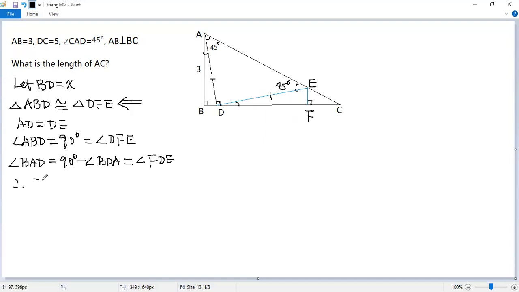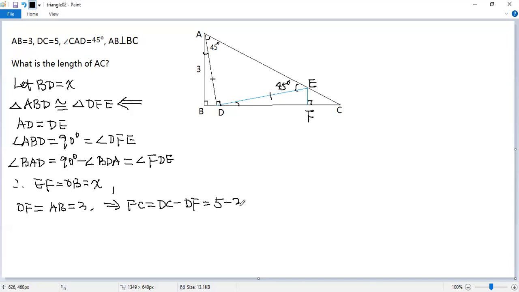So we get EF equals DB equals x, and DF equals AB equals 3. So we can get FC equals DC minus DF equals 5 minus 3 equals 2. That means here 3, here 2, right? And here is x.